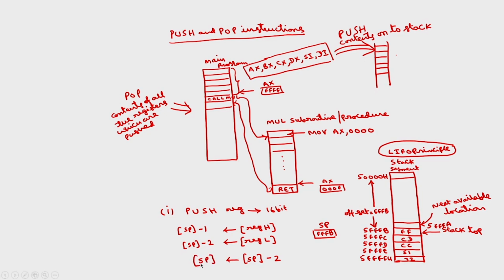I will give an example so that this will be clear. For example, if I write push BX, suppose BX contains CCDD. This is the content of the stack pointer before the push instruction is executed. Now, what will be the contents after this push instruction?